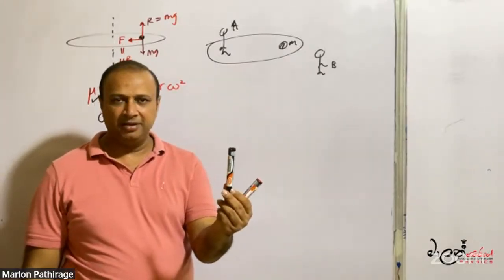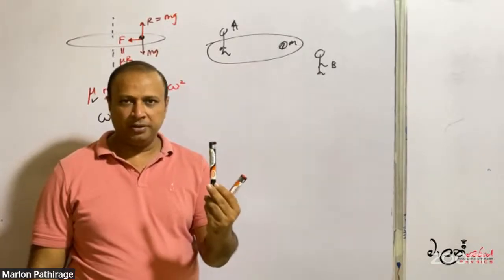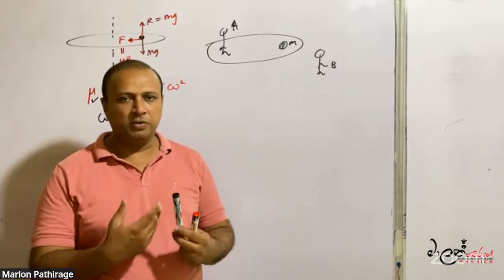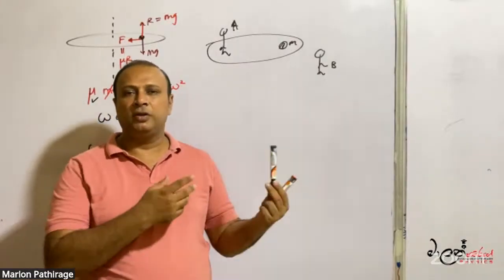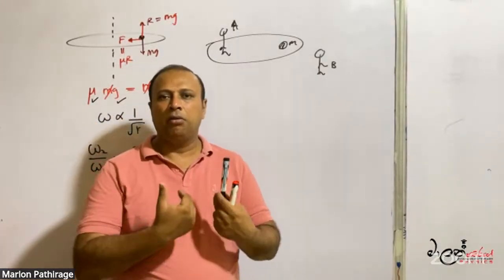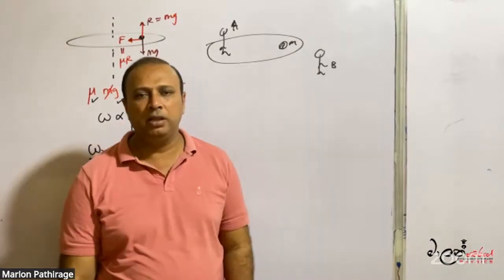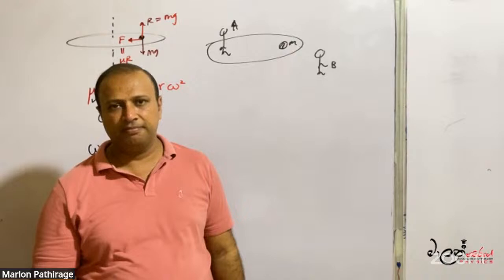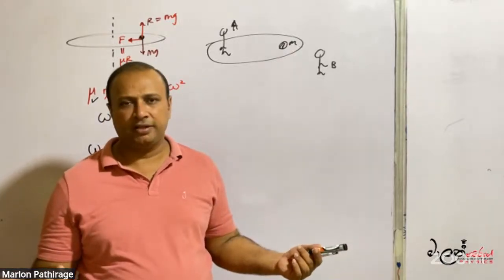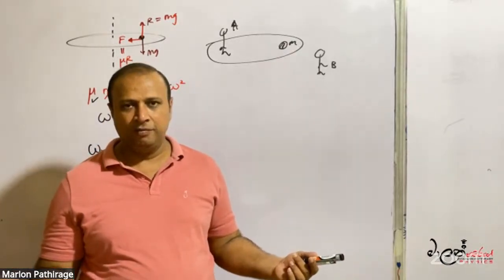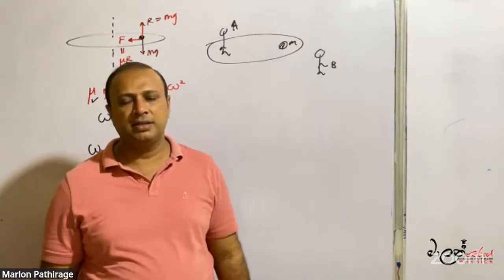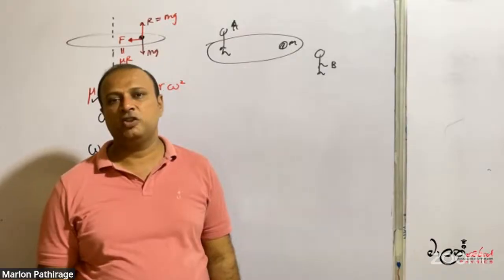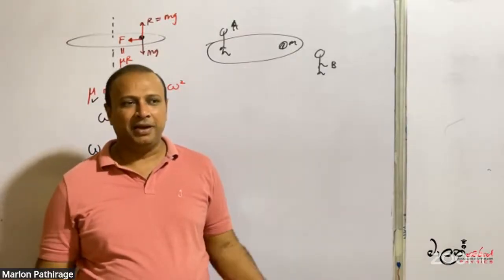Now actually this pen rotates with the earth. Not only the pen but all bodies are rotating with the earth, but we cannot see it. We cannot see that because all of us are in the same reference frame.